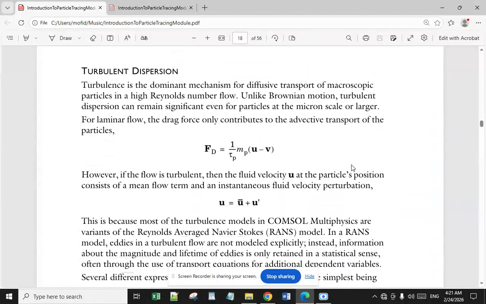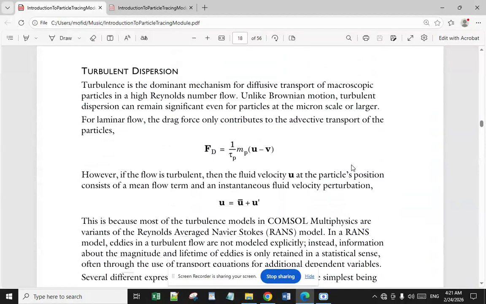Turbulent dispersion. Turbulence is the dominant mechanism for diffusive transport of microscopic particles in a high Reynolds number flow. Unlike Brownian motion, turbulent dispersion can remain significant even for particles at micron scales or larger. For laminar flow, the drag force only contributes to the advective transport of the particles.